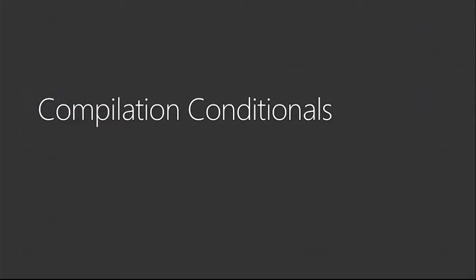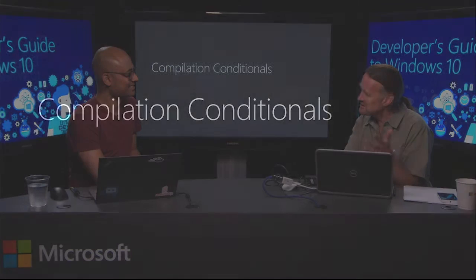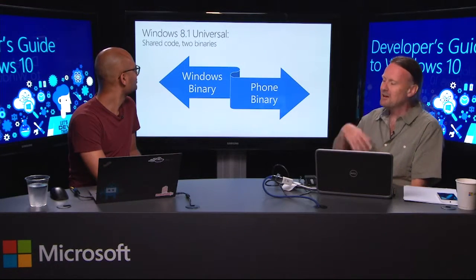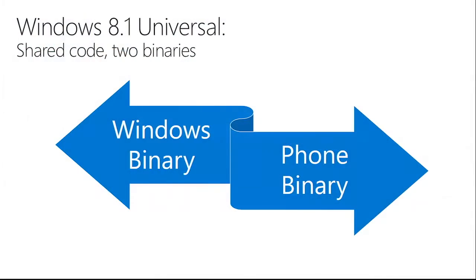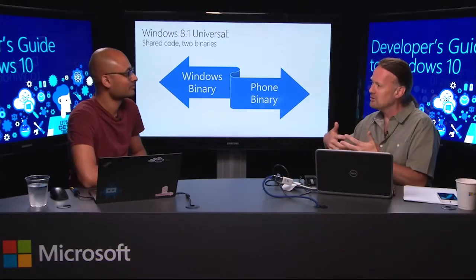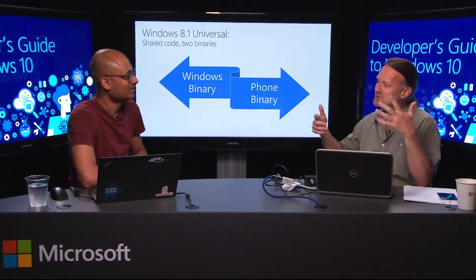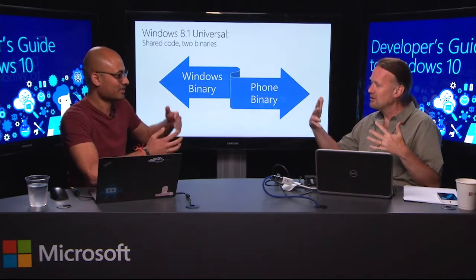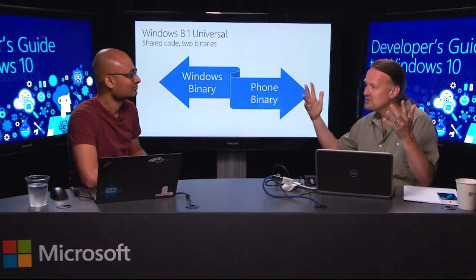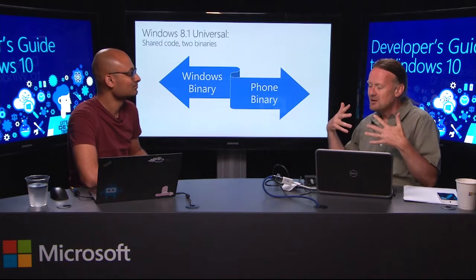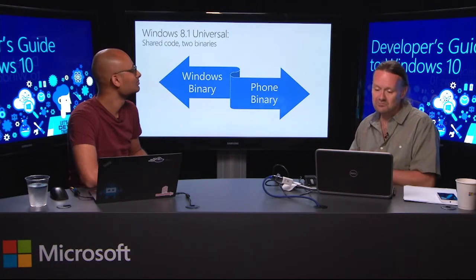First of all, let's talk about not conditional code, but a related thing. It's important to understand what we're talking about. If you look at a Windows 8.1 universal app, you're still targeting those. We tend to have a shared project where you have all the common code, and then you have a Windows desktop head and a Windows Phone head. When you compile that, you end up with two binaries and two app packages. So the idea is you can share a high percentage of your code, but you end up with two binaries.